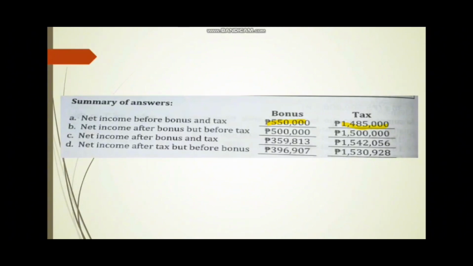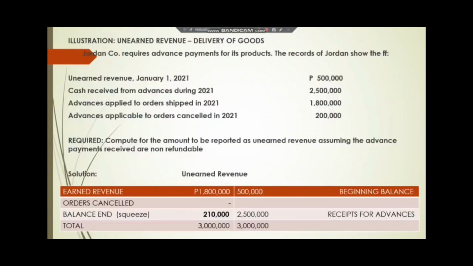Then for net income after bonus but before tax, we have a bonus of 500,000, then we have tax of 1,500,000. Net income after bonus and tax, we have 359,813 and tax of 1,540,056 pesos. Then net income after tax but before bonus, so we have a bonus of 396,907 and tax of 1,530,928.